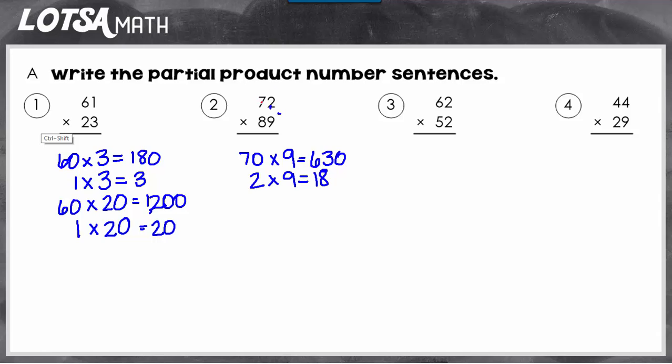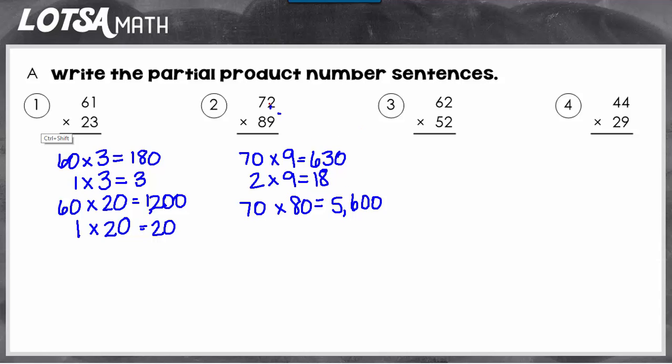And now we're going to go back and do the values of 7 and 2 again, but this time we're going to multiply them by this digit 8. So we're going to start with the 7, whose value is 70, and we're going to multiply it by the 8. But remember, the value is 80. So we have to do 70 times 80. And that's going to be 5,600.